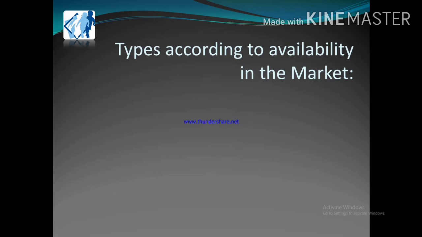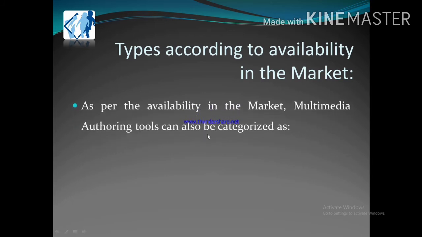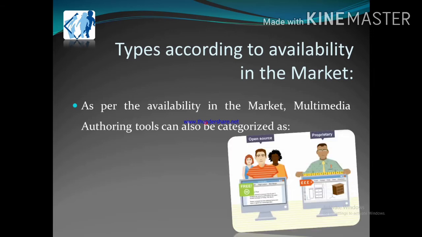Types according to the availability in the market. Now these are the types we have seen as per their methodology, how they are working as a software. Now we are seeing the software types as per the market availability. As per the availability in the market, multimedia authoring tools can also be categorized as proprietary software and open source software. Now what is proprietary and what is open source? Let us see one by one.